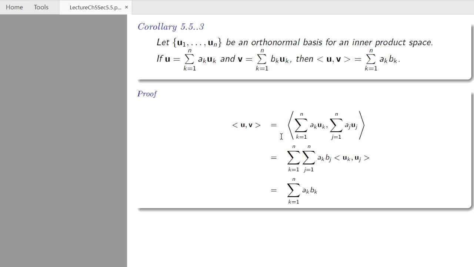Here's the proof. The inner product between u and v. So u equals the summation of a_k u_k. That's the first term. Similarly, for v, that's the second term. And then we use the definition for inner product. We can get the coefficients a_k, sorry, this should be b_j, so a_k b_j out, and then make the inner product between u_k and u_j.